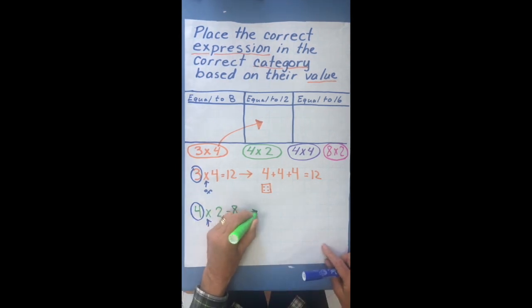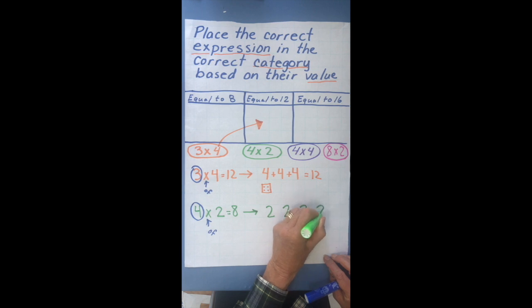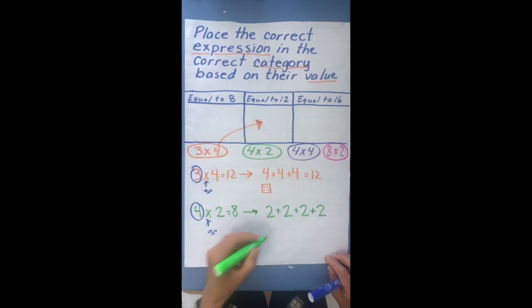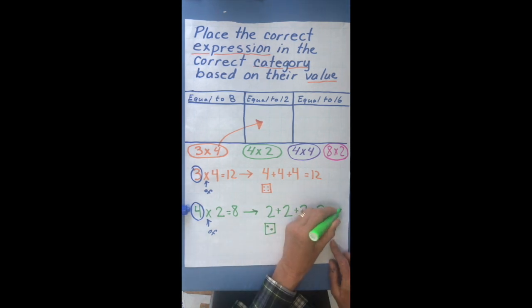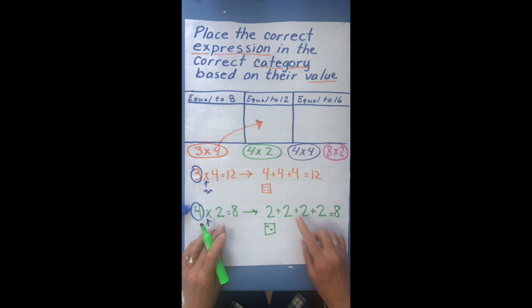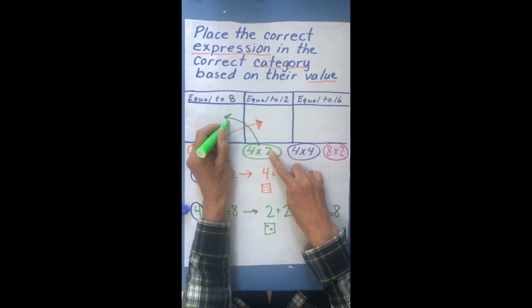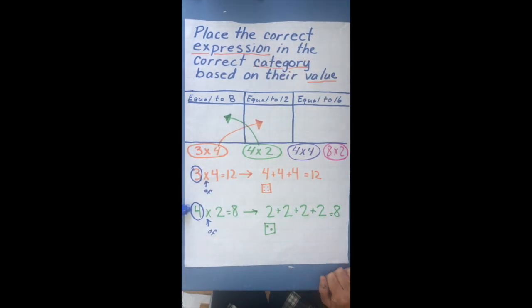Or I could have done it using repeated addition, 4 groups of 2. So 1 group of 2, 2 groups of 2, 3 groups of 2, 4 groups of 2. I add them together. And I just like making this box, and I count 1, 2, 3, 4, 5, 6, 7, 8. This way also equals 8. So this one is equal to 8, so I'd put it into this category. So this is kind of just going over 3 different vocab words.